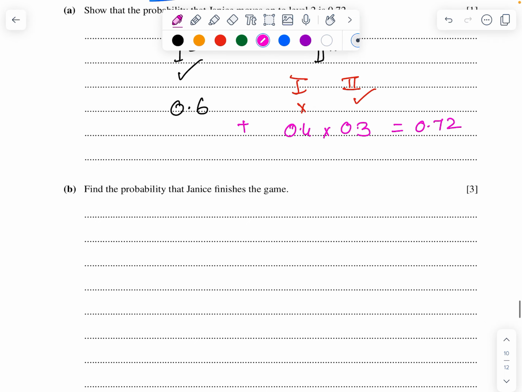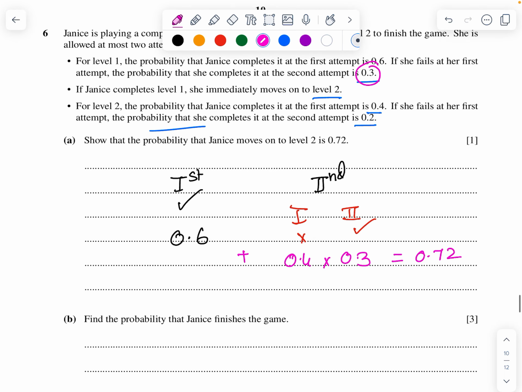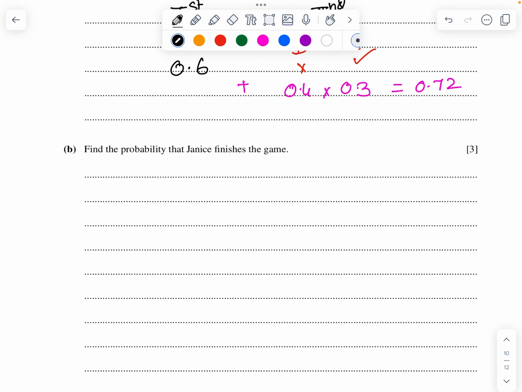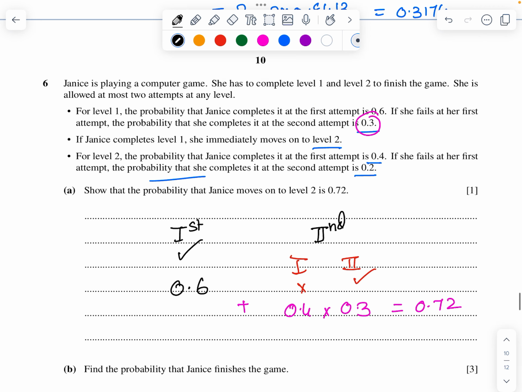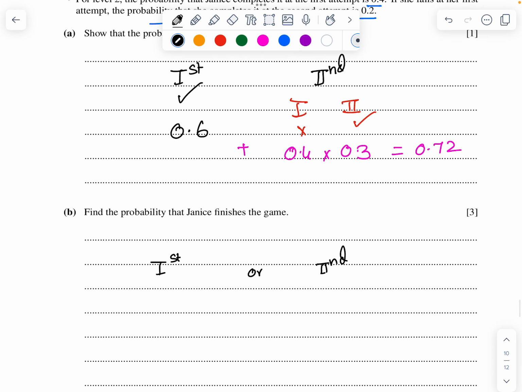Find the probability that Janice finishes the game. So she can finish at the first attempt or she can finish at the second attempt. She finishes the game level 1 and, what it says, she finishes level 2.